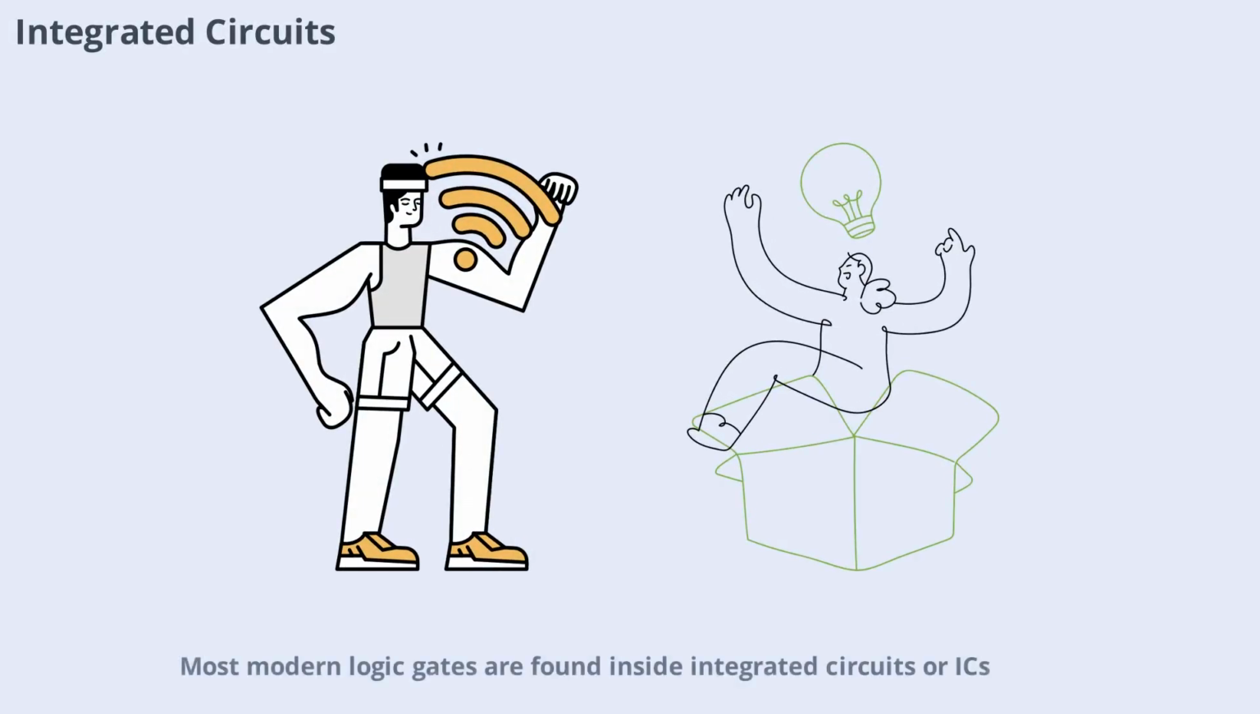Most modern logic gates are found inside integrated circuits, or ICs. These tiny chips contain thousands or even millions of gates packed into a small space. ICs are the backbone of modern electronics, powering everything from smartphones to cars. By miniaturizing logic gates, engineers have made it possible to create powerful devices that fit in the palm of your hand. Integrated circuits have revolutionized the world of technology.